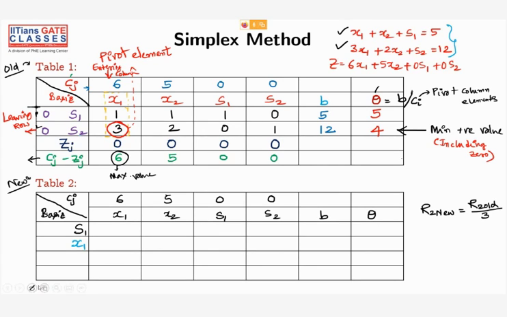So now what are the variables that you have to write here? For S1 it is 0. For x1 it is 6. I'm writing 6. Now I am updating this table, row 2. How do I make this 1? 3 divided by 3 is 1. 2 divided by 3.